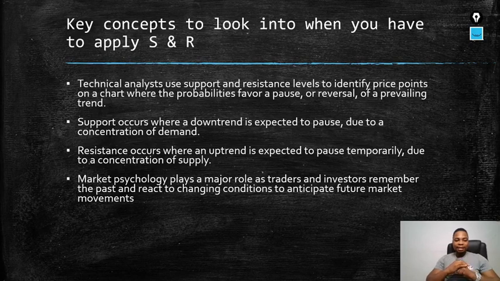Well, technical analysts use support and resistance levels to identify the price points on a chart where probabilities favor a pause, a reversal, or a prevailing trend. Support occurs where a downtrend is expected to pause due to a concentration of demand. Resistance occurs where an uptrend is expected to pause temporarily due to a concentration of supply. Well, market psychology plays a major role as traders and investors remember the past and react to changing conditions to anticipate future market movements.